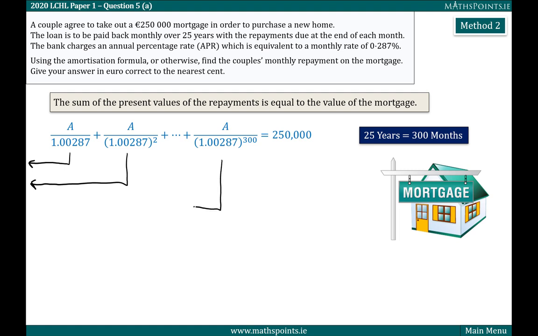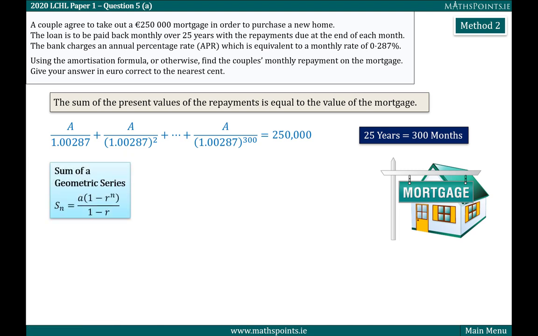Until 300 months time, which is in 25 years, we're going to pay back our final amount of A, and it will be worth so much less in today's money than what A is worth today. And the way to figure out how much it's worth in today's money is to discount it back by 300 months, and it's the sum of the net present values of all those amounts that are equal to 250,000. So we pop them into this formula. What's a? a is A over 1.00287. What's r? Well, to get to the next term, we're clearly multiplying by 1 over 1.00287, and n is equal to the number of payments, which is 300.